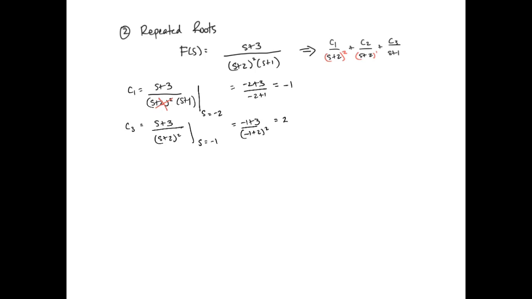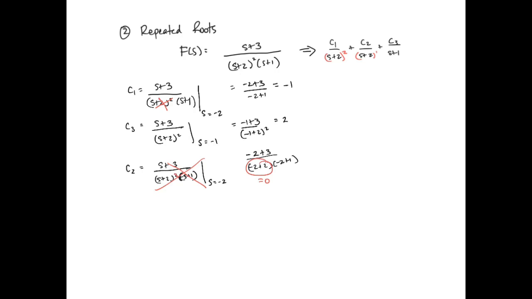For C2, can you see where we might run into trouble? If I had to use the same method, we have C2 is equal to s plus 3 divided by s plus 2 squared times s plus 1, times s plus 1. If I remove the denominator related to C3, I'm just removing that coefficient, so we just have s plus 2. When I evaluate this at s equals minus 2, I'm going to end up with minus 2 plus 3 divided by minus 2 plus 2 times minus 2 plus 1. This right here is equal to 0, and you can't divide by 0. So this method will not work for C2.